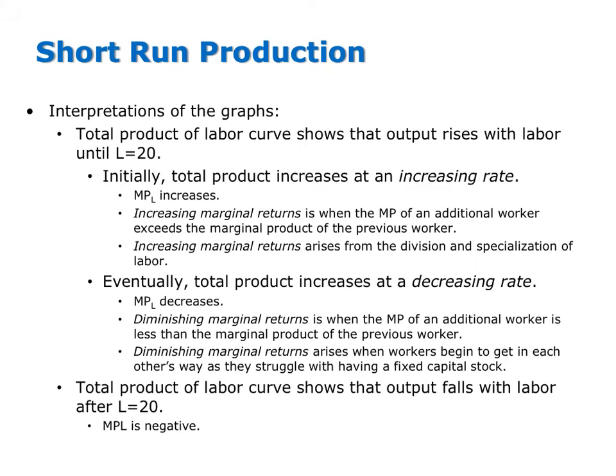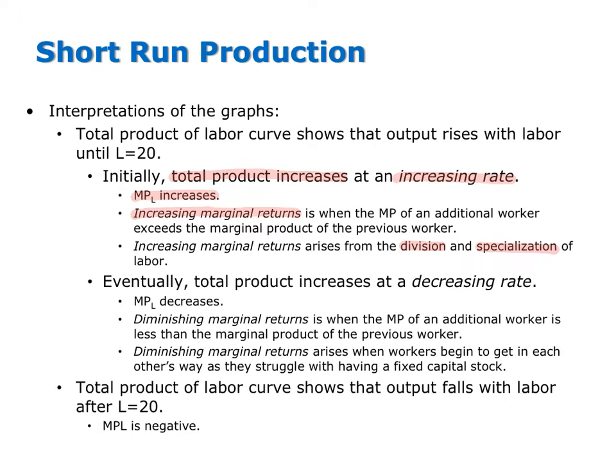This slide summarizes what I talked about on the previous graphs. On the previous graphs, the total product of labor curve showed that output rises with labor up until L equals 20. Initially, that total product was increasing at an increasing rate, which meant the marginal product was increasing, which we call increasing marginal returns. Increasing marginal returns is when the marginal product of an additional worker is more than the marginal product of the previous worker and is likely due to the division and specialization of labor.